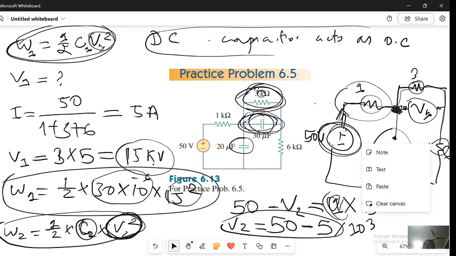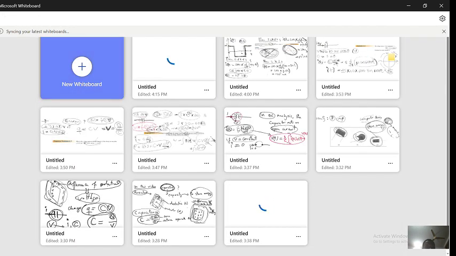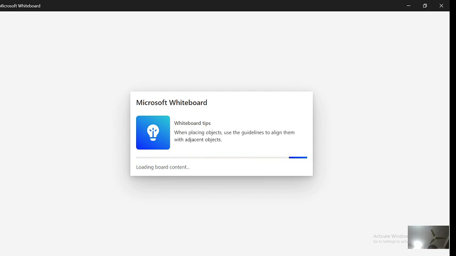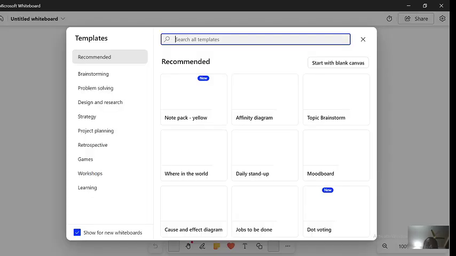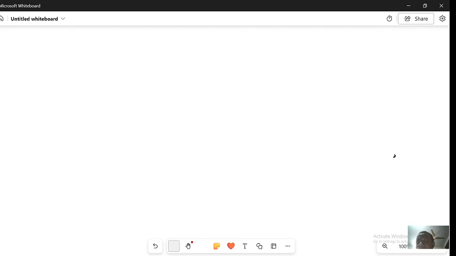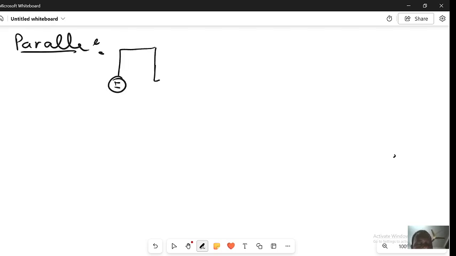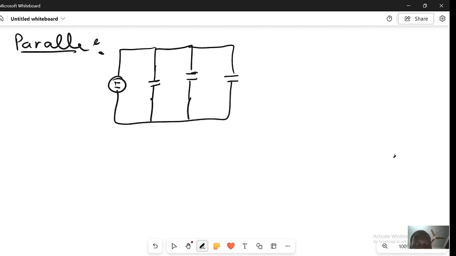Now let's see series and parallel. Let's start with parallel. We have, let's say for example, this capacitor, this capacitor, and another capacitor. Let's say for example, this one is C1, this one is C2, this one is C3.